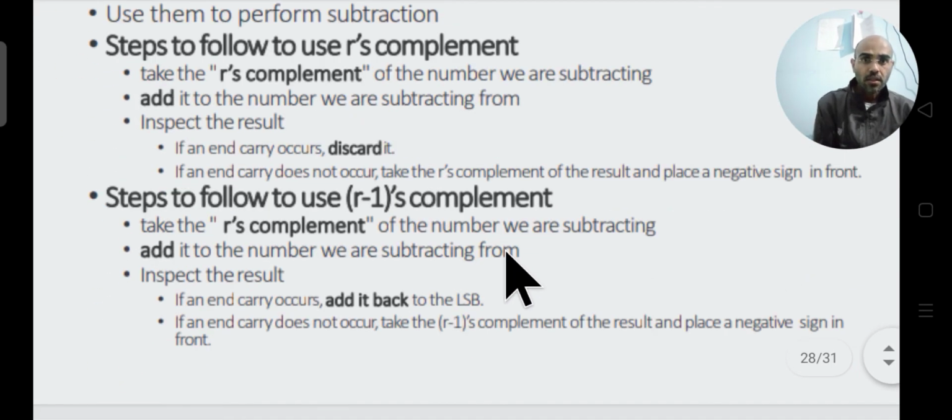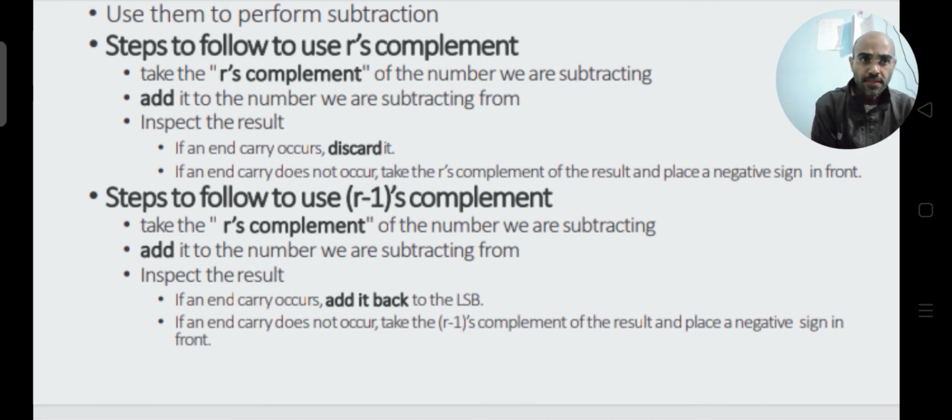Similarly, we can use the r minus 1's complement to perform the subtraction by performing addition of the r minus 1's complement to the given number. To use the r minus 1's complement method, again the procedure is more or less the same. We take the r minus 1's complement of the number we have to subtract, add it to the number we are subtracting from, and then we have to check the result. If the end carry occurs, in the previous case we discarded or ignored the carry, but in this case if the carry is generated, we add back the carry to the LSB.